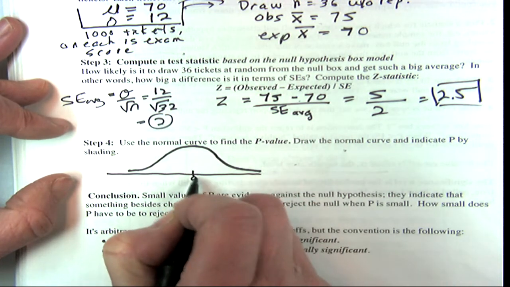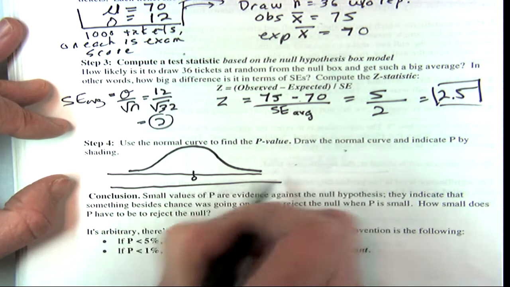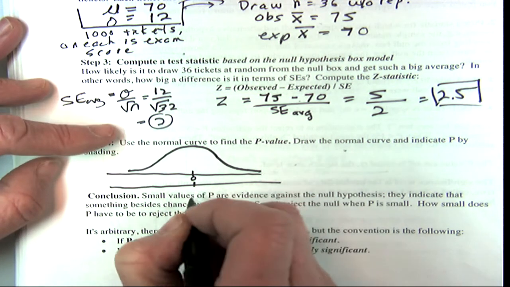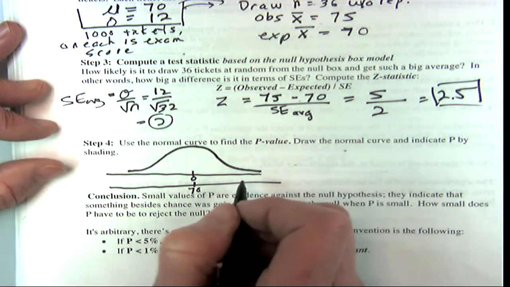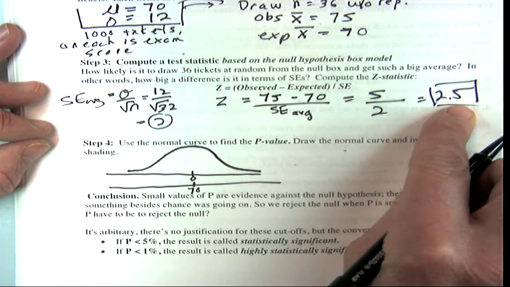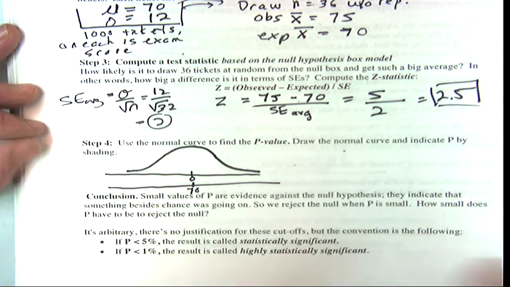And we have 0, and that's right here. That's our expected value, which is 7. And we want to know where to place 75, and we found out now it's 2.5. So we're going to look up 2.5 in the back of the book. It's going to be a tiny, tiny p-value.